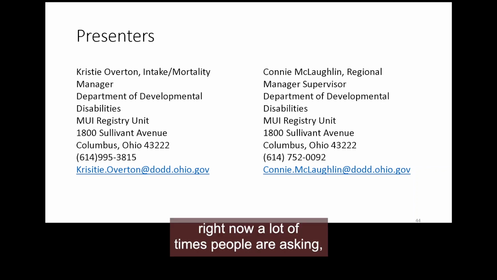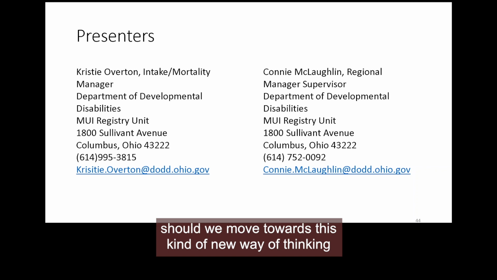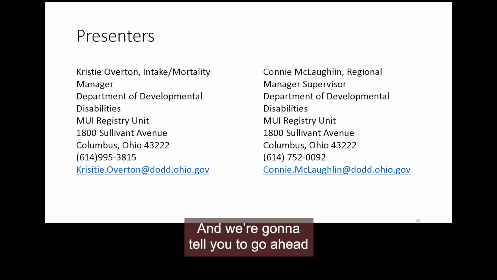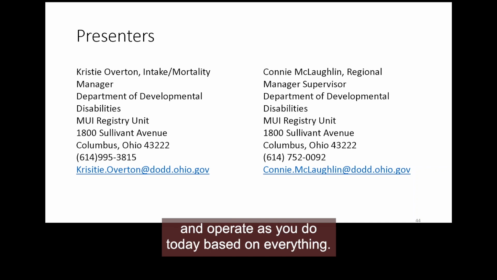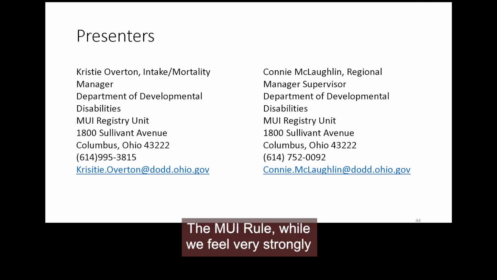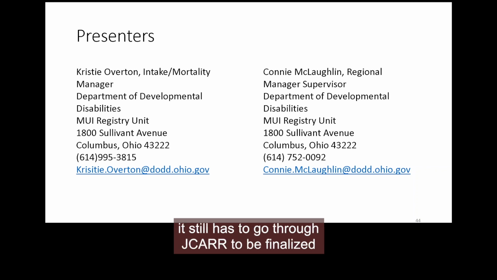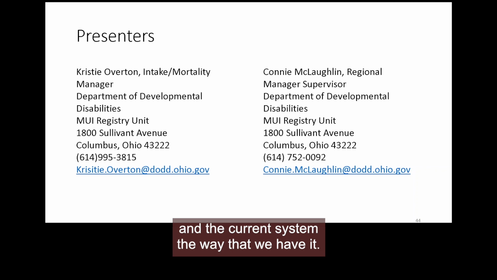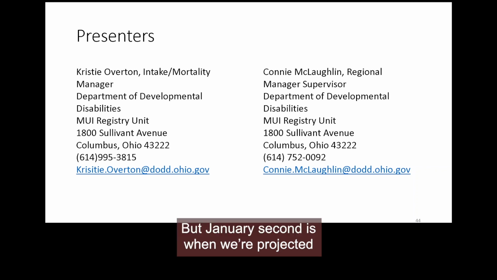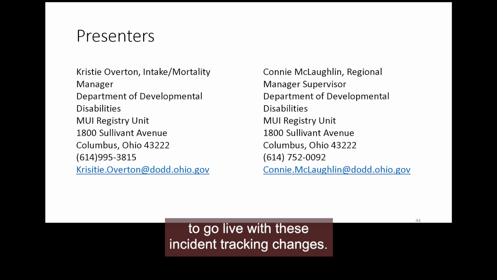Right now, a lot of times people are asking, should we move towards this new way of thinking before January 2nd? And we're going to tell you to go ahead and operate as you do today. We really don't have the application changes up and running. The MUI rule, while we feel very strongly it's going to go into effect January 1st, still has to go through JCAR to be finalized. And so let's operate with the current rule and the current system the way that we have it. And then moving forward, we'll obviously send out all this information, but January 2nd is when we're projected to go live with these incident tracking changes.